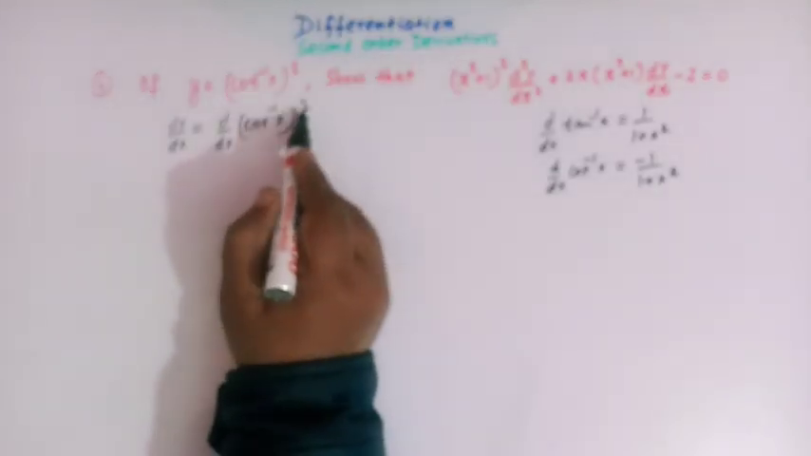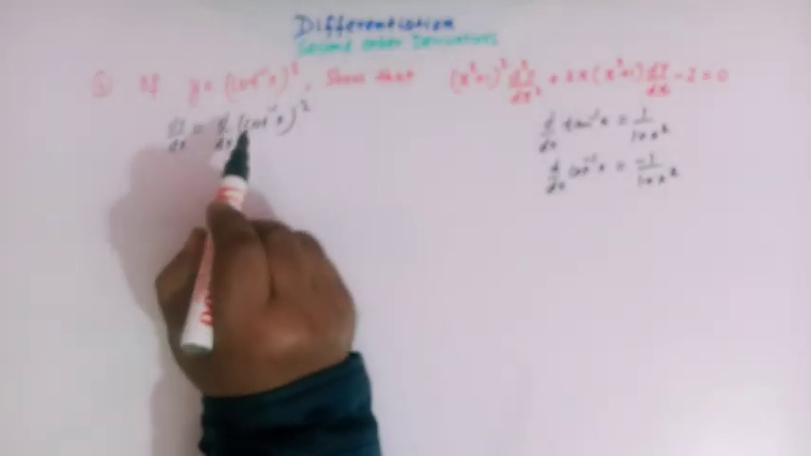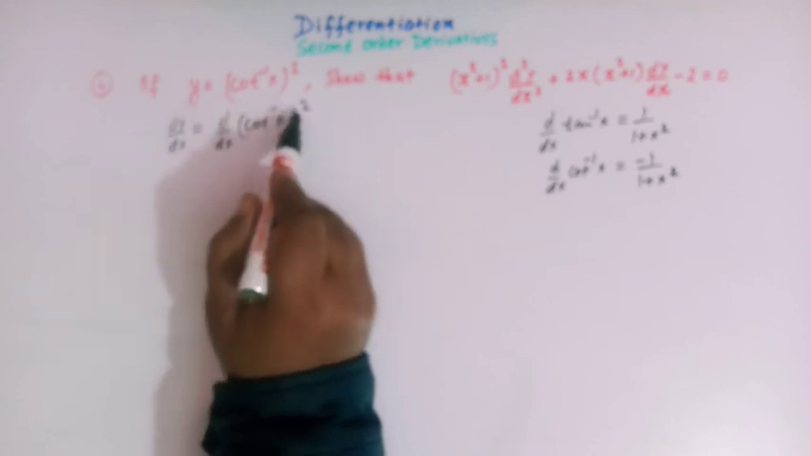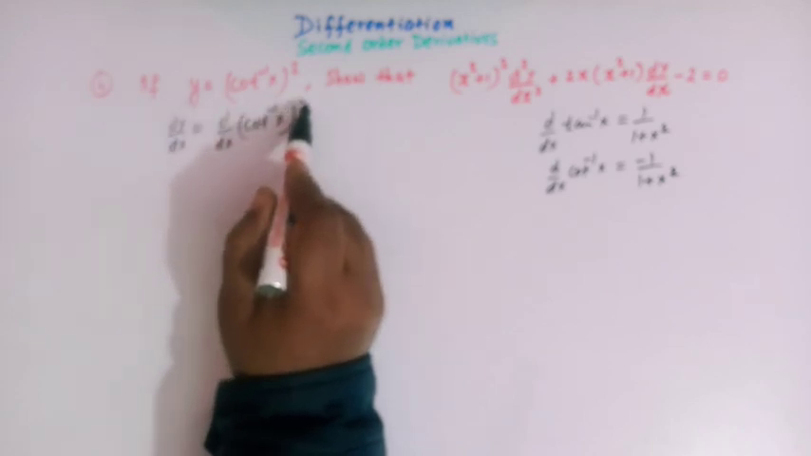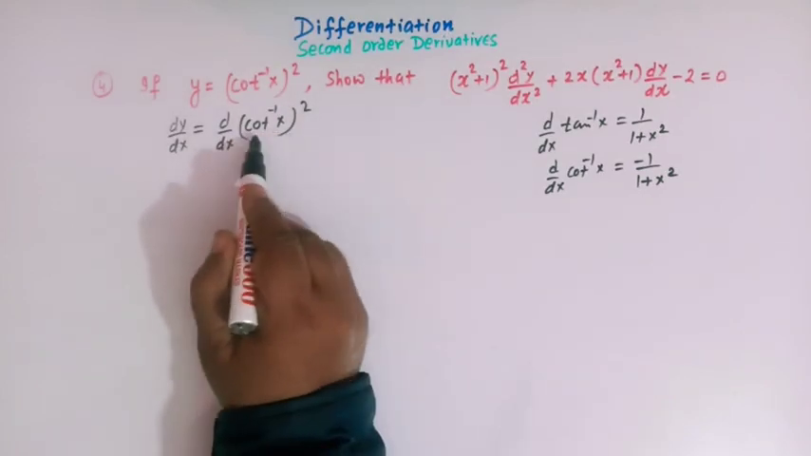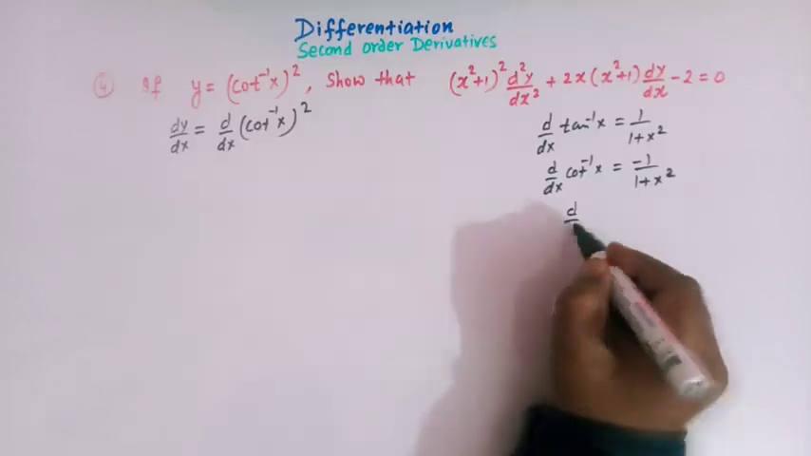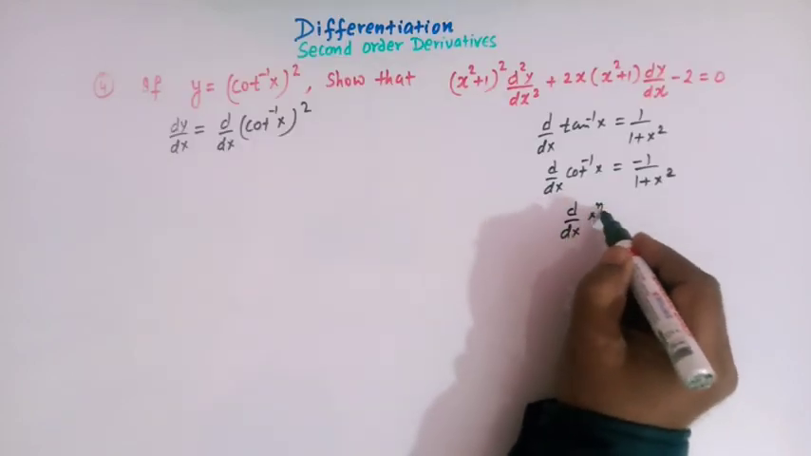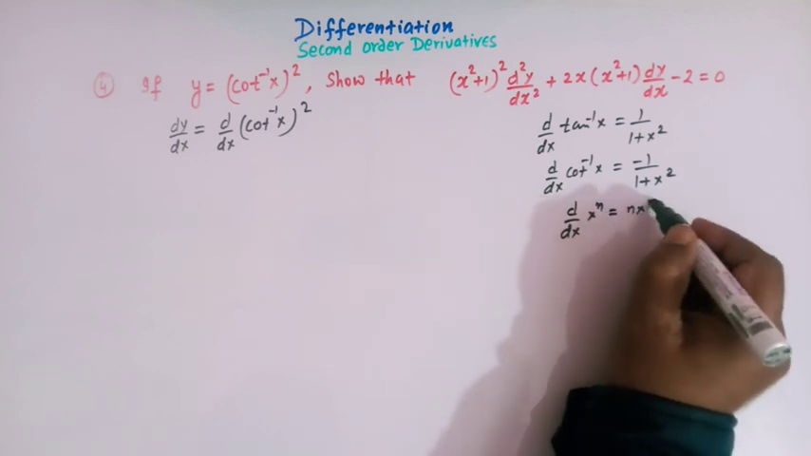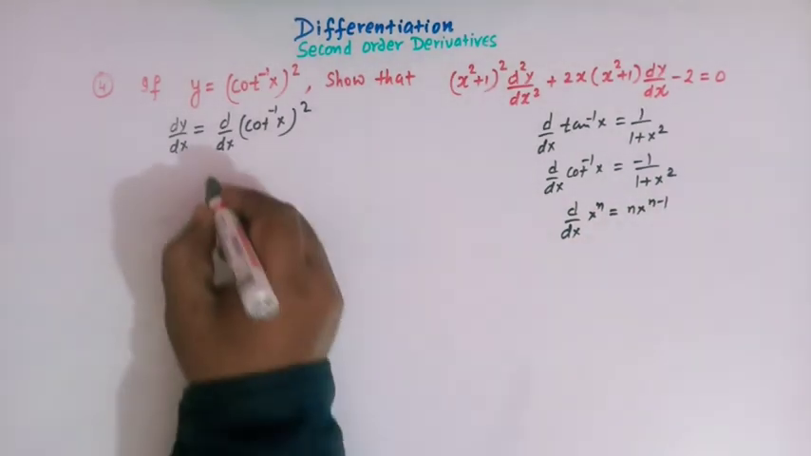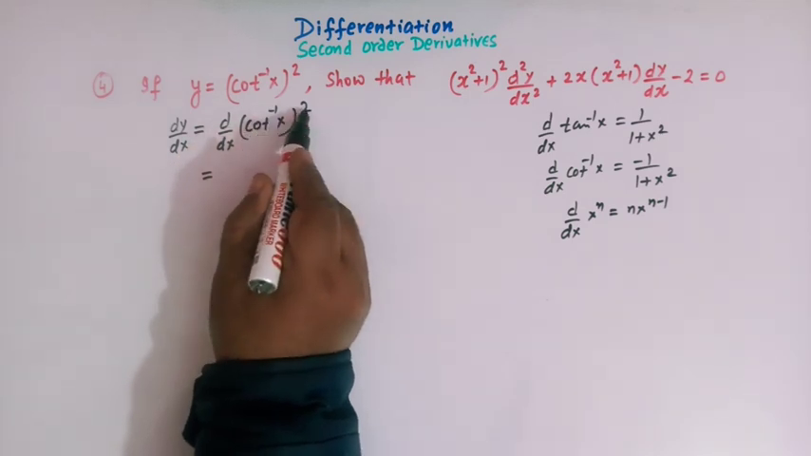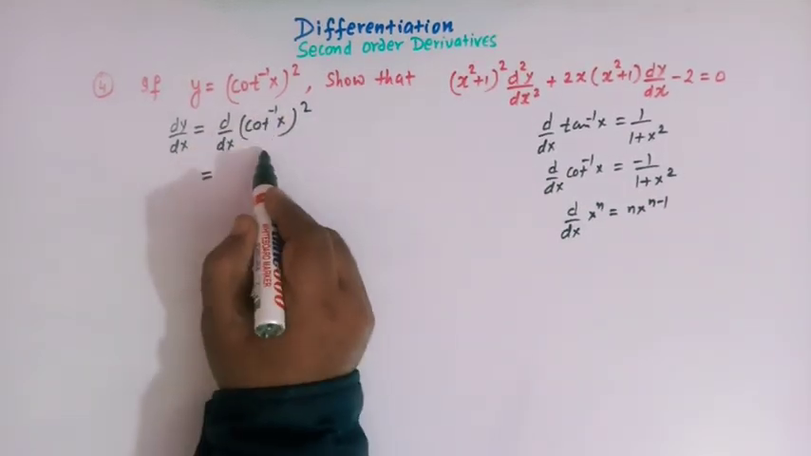And here, since we have to find the derivative of a function in which a power is also involved, we'll make use of the chain rule. So we'll also make use of this result, that is the derivative of x raised to n is n x to the n minus 1. So here first we'll differentiate (cot inverse x) whole square with respect to cot inverse x.